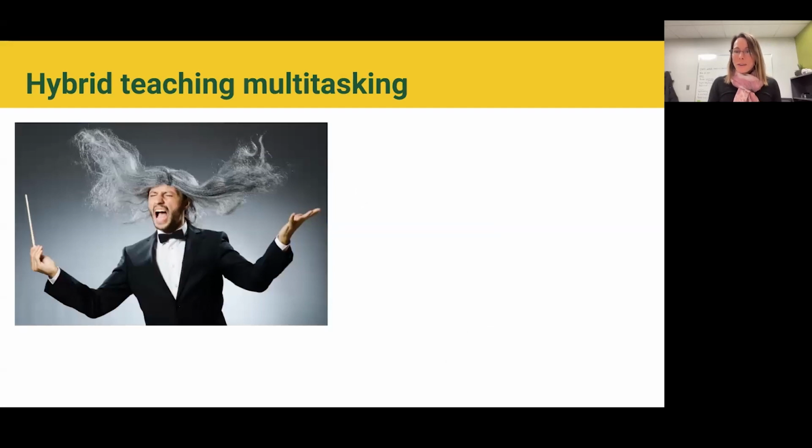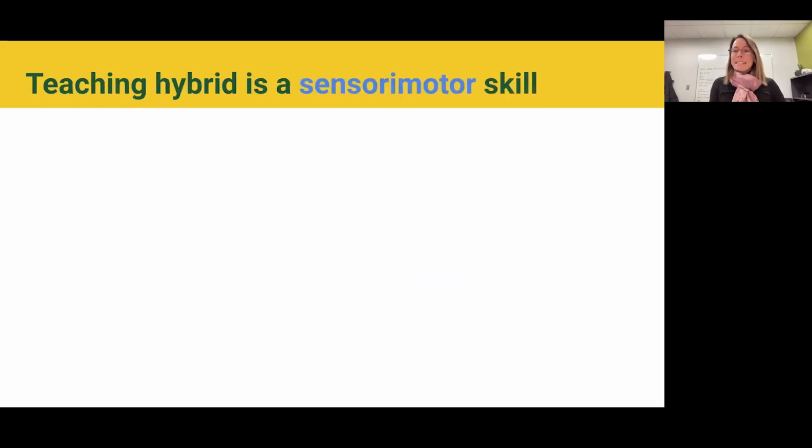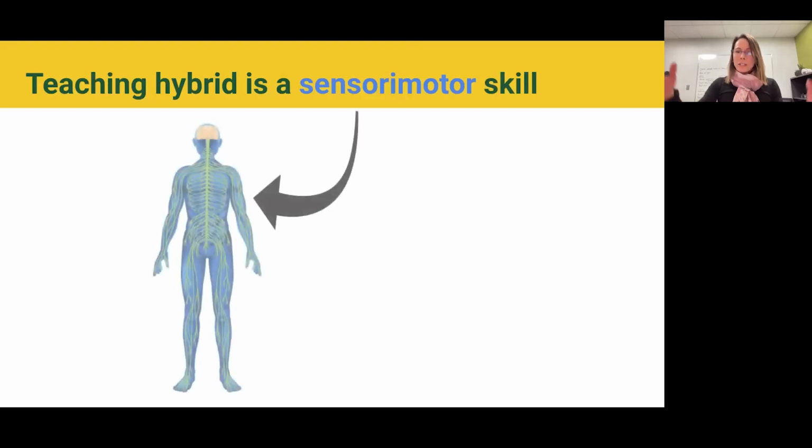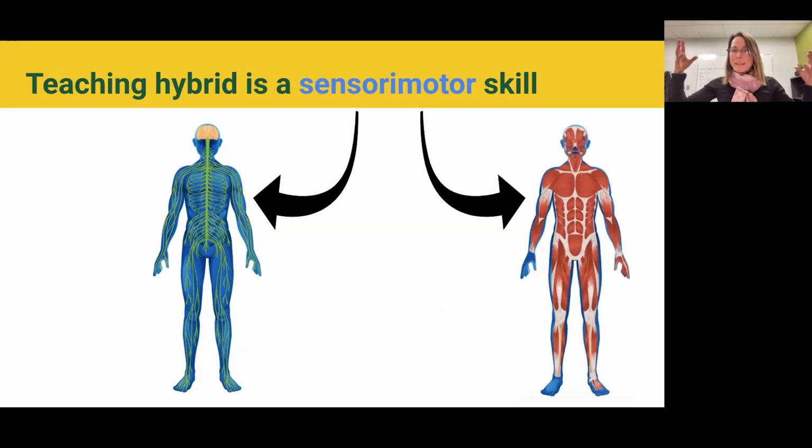However, we know that orchestra conductors do create magnificent performances for audiences, and we know that instructors are doing a fantastic job of teaching hybrid, of teaching remote students and in-person students at the same time. Teaching hybrid is a sensory motor skill. Sensory because we receive stimuli from the environment. It makes its way to our brain. Motor, because our brain makes some decisions and then sends instructions to our muscles to tell them what to do.